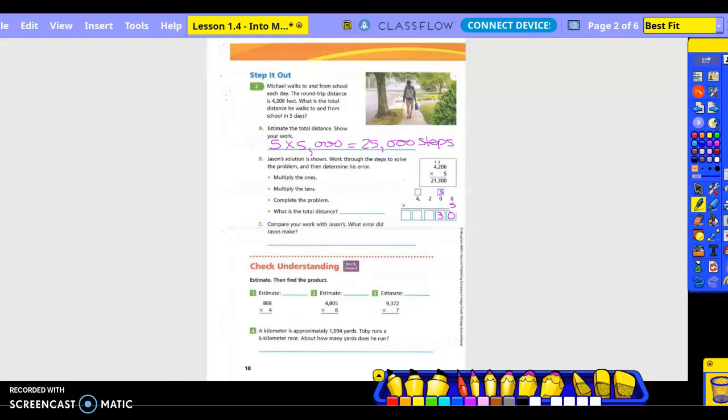Okay. 5 times 2 is 10. Carry the 1. 5 times 4 is 20 plus 1 is 21. So the total distance was 21,030 feet, right? And actually, this should have been feet up here too, guys, and not steps.